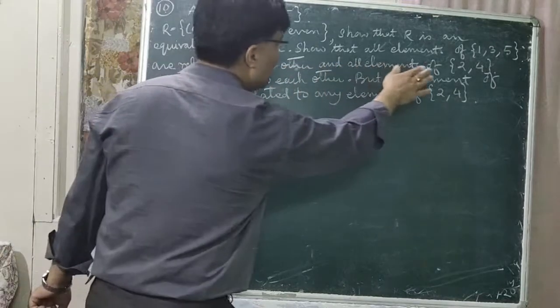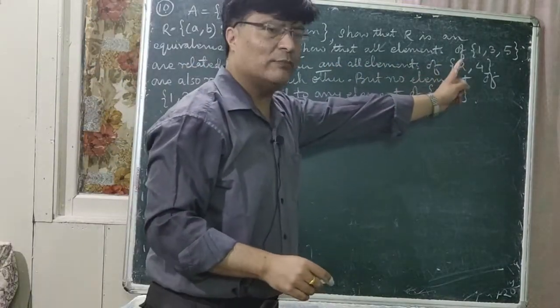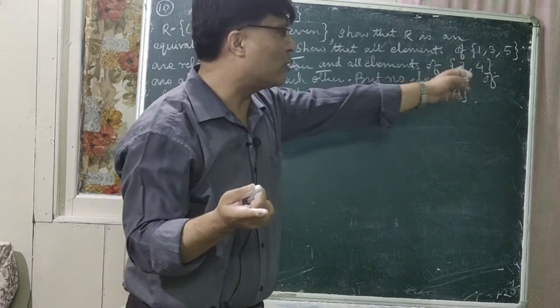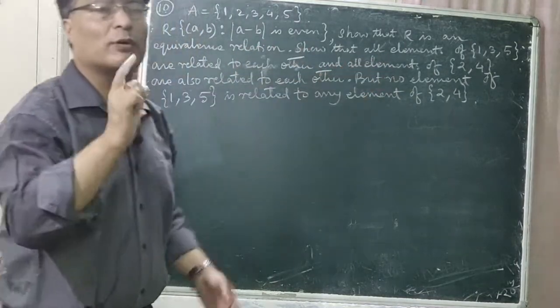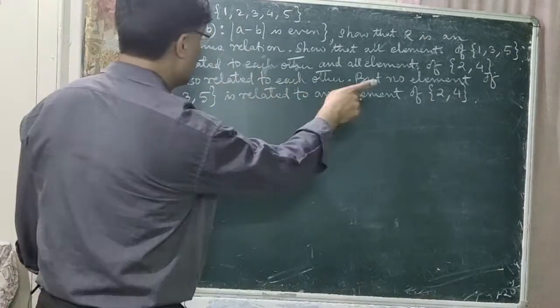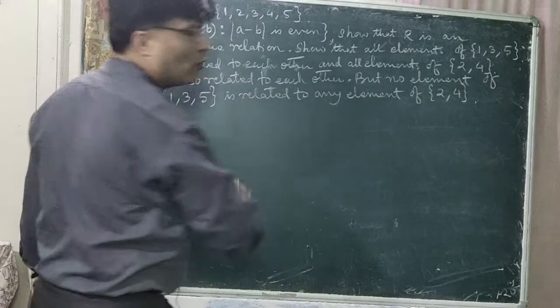And similarly all elements of {2, 4} are also related to each other. That is |2 - 4| is equal to 2, that is even. And |4 - 2| is also 2, that is also even. That means all the elements of {2, 4} are related to each other. But no element of {1, 3, 5} is related to any element of {2, 4}.